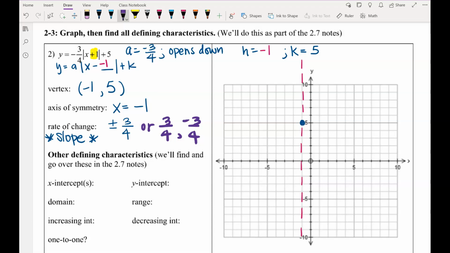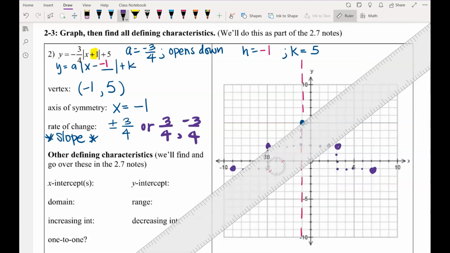So you can go down, how many? 3. Run to the right, how many? 4. You can go 1, 2, 3, run 4. Do it a couple times to make sure your line's straight. And then you do the other side. Go down 1, 2, 3, run 1, 2, 3, 4, and repeat. If you have a straight edge, bust it out.